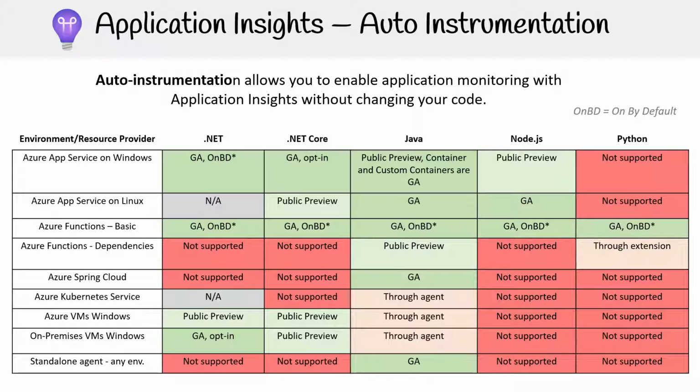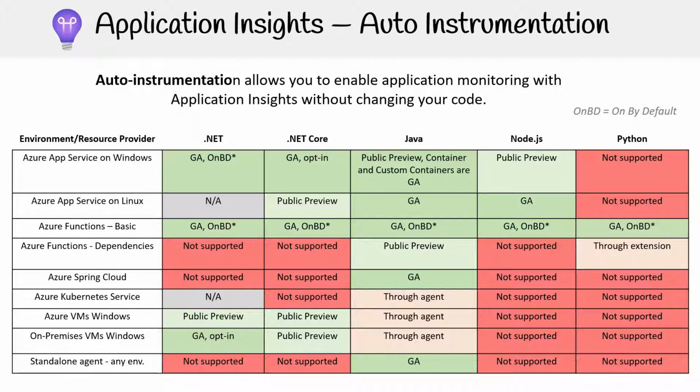This table shows which Azure services support Application Insights and in what programming languages. The services range from Azure App Service on Windows and Linux to Azure Functions, Azure Spring Cloud, Azure Kubernetes Service, and more. GA, general availability, meaning it's fully supported and ready to use. Public preview, still being tested, but you can use it. Not supported, you can't use Application Insights here.